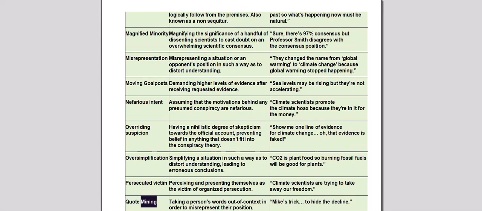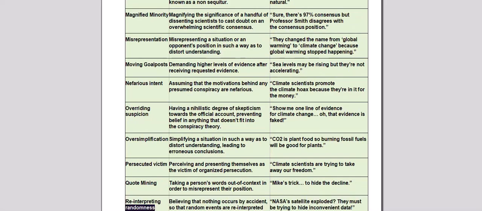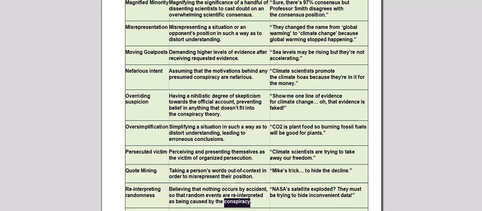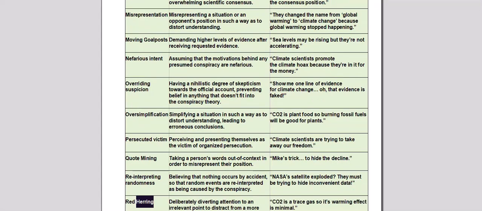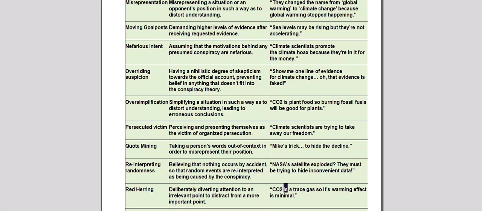Quote mining: taking a person's words out of context in order to misrepresent their position. Mike's trick, to hide the decline. Reinterpreting randomness: believing that nothing occurs by accident, so that random events are reinterpreted as being caused by the conspiracy. NASA's satellite exploded. They must be trying to hide inconvenient data. Red herring: deliberately diverting attention to an irrelevant point to distract from a more important point. CO2 is a trace gas, so its warming effect is minimal.